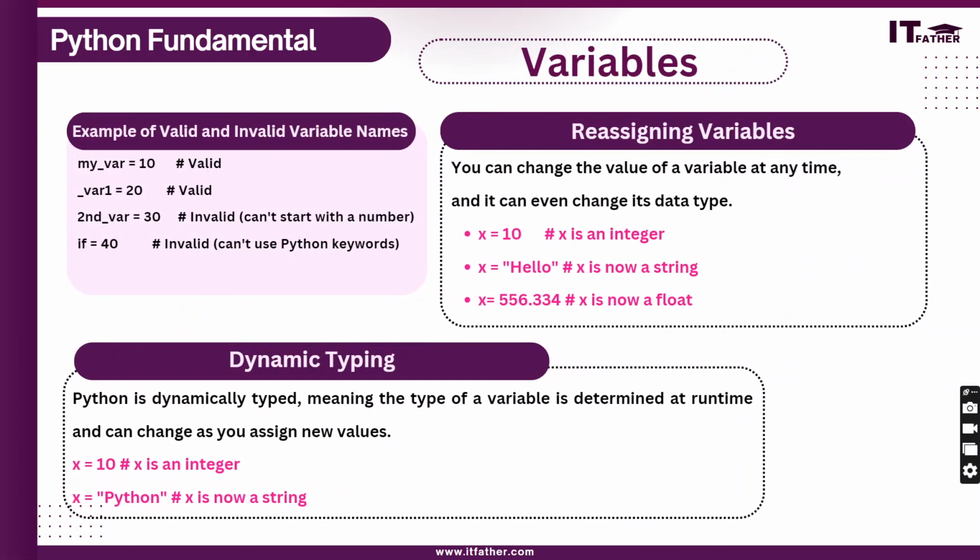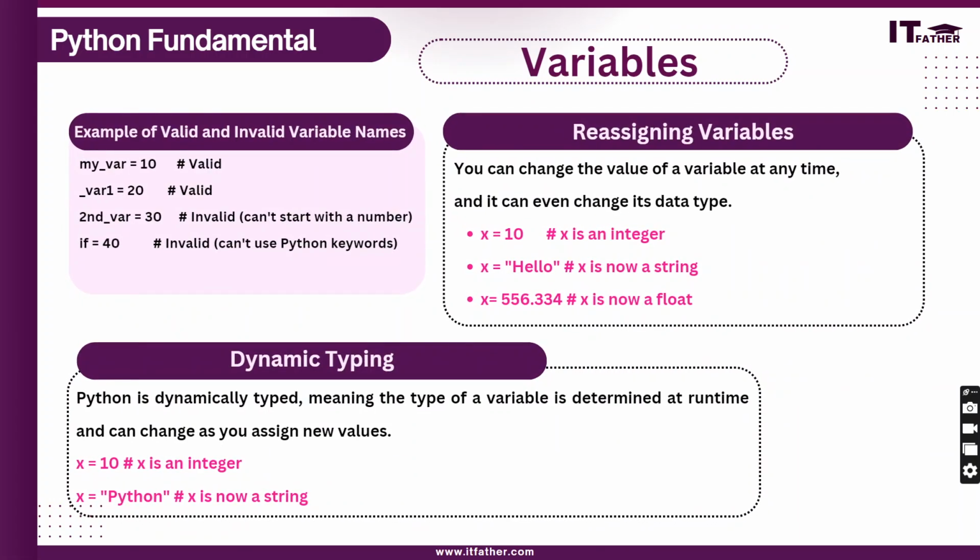Next, some examples are here. We can see what the valid variable name rules are and what the invalid variable names are. As you can see in the first line, we have my underscore var equal to 10, which is valid. Underscore var1 equal to 20 is valid, but here we have 2nd underscore var equal to 30, which is invalid. Why? Because 2 is a numeric value. And in the fourth line we have if equal to 40, which is also an invalid variable name. Why? Because if is a keyword in Python. Again, what a keyword is I will discuss in the next slide, don't worry.